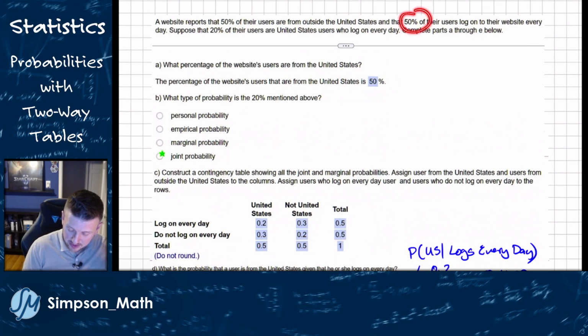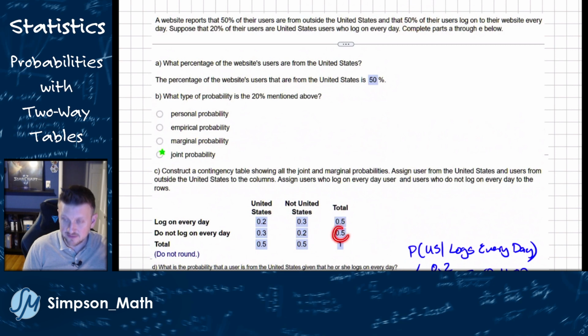50% log on every day, so 50% log on every day, 50% no. So if I didn't have any of this information here, and I didn't have this 0.2, there's literally an infinite number of combinations that I could put in here that would satisfy that. So I need one more number, and that says 20%. So 20% log on every day and are in the United States, and so this is where that 0.2 comes from. And then to get the others, these other three, we just subtract.